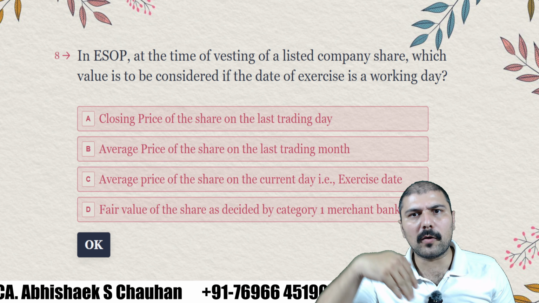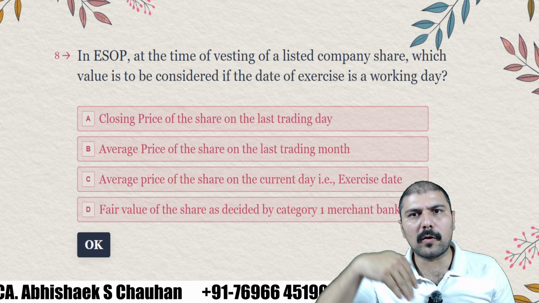In ESOP, at the time of vesting of an unlisted company share, that means trading will not be there, which value is to be considered if the date of exercise is a holiday? The answer is the fair value of the share decided by a Category 1 merchant banker. The difference between GDP and NDP.